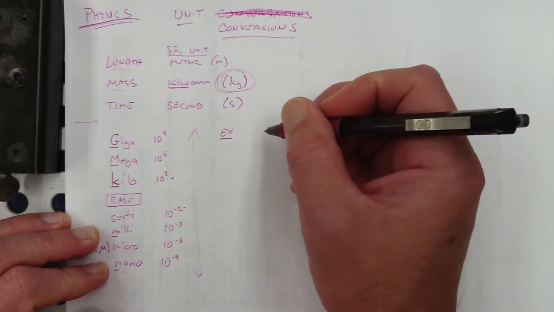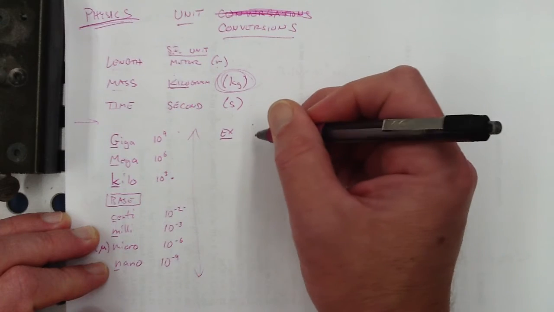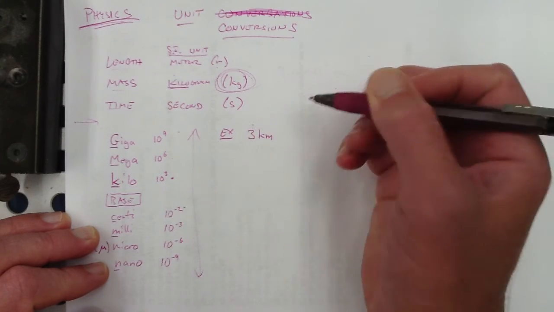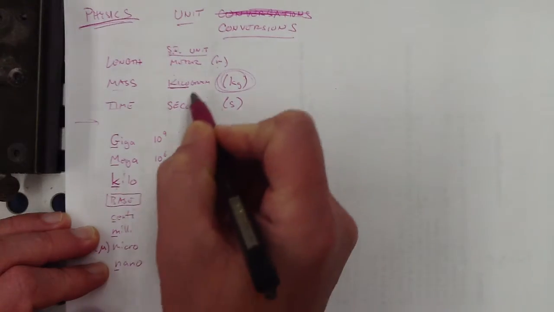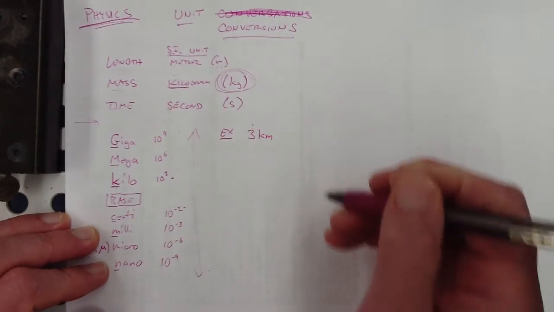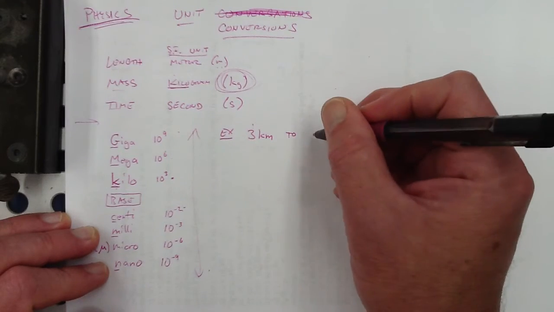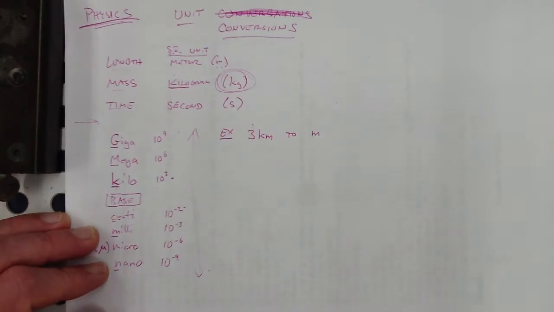I want to convert 3 kilometers, so that's the K plus the M, that's kilometers. I want to convert that to meters.